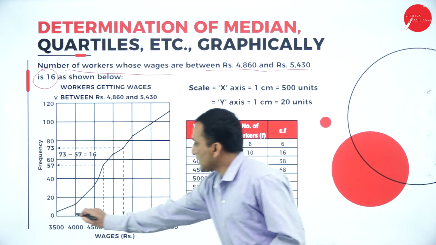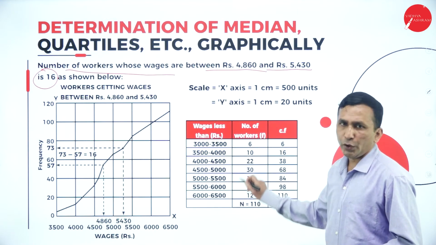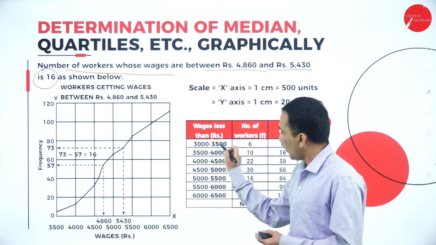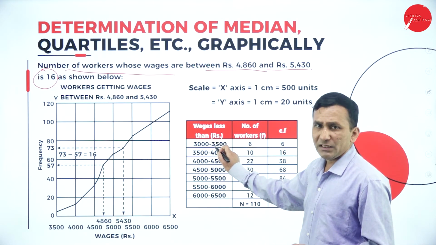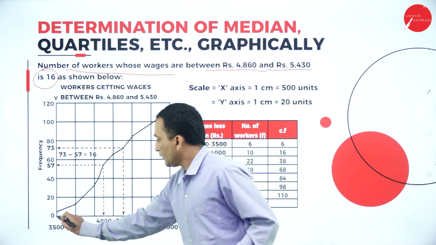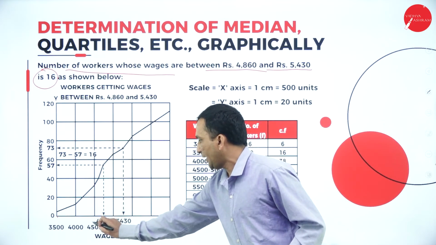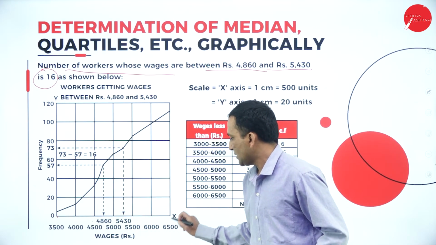Okay, now on the x-axis I have assumed the wages. I told you that when we are doing the problem on less than cumulative frequency, we need to always focus on the upper limit. The upper limits are: first 3,500, second 4,000, third 4,500, fourth 5,000, then 5,500, 6,000, 6,500.